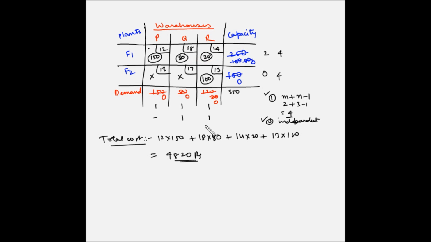For this example, we'll use the stepping stone method. Now the first step in the stepping stone method is to proceed row by row and select a water square. Now water squares are the squares which do not have any allocations. So the first row does not have any water square. The second row has water squares F2P and F2Q.